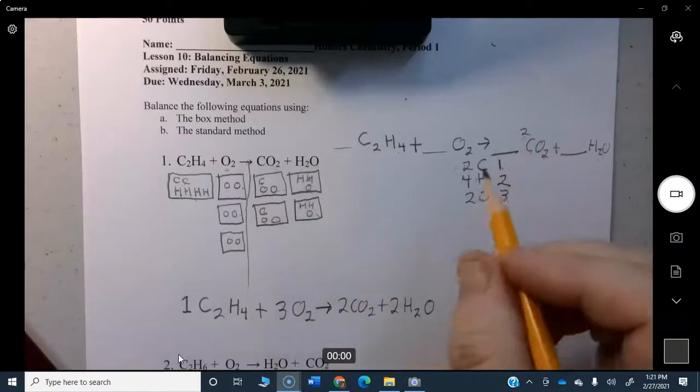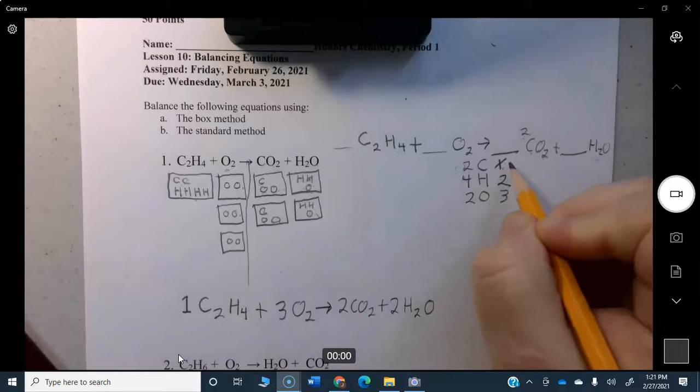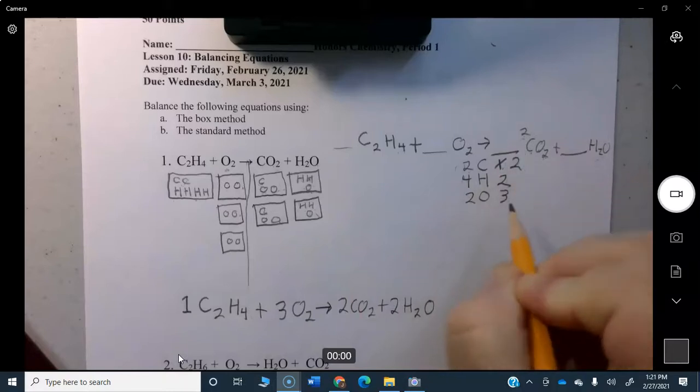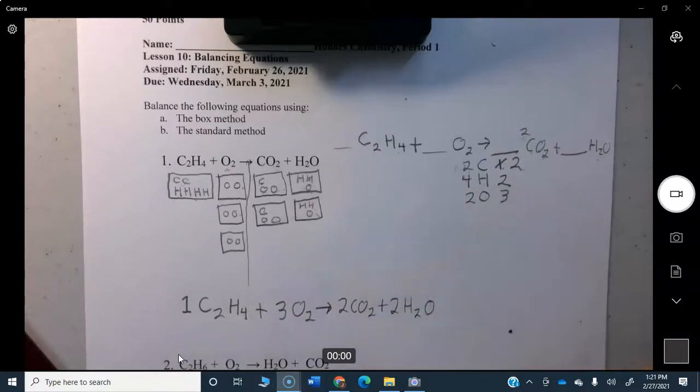Okay, so carbon is now in balance. You want to keep track of things, so I'm going to make a 2 there. Now carbon is 2 and 2, so it's balanced. Now we'll go to hydrogen again.